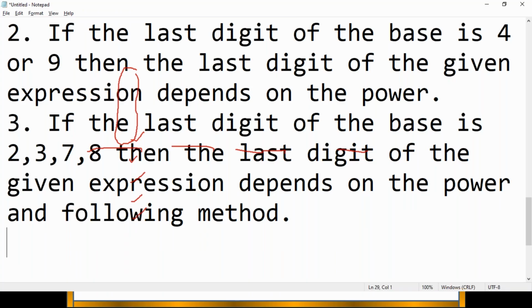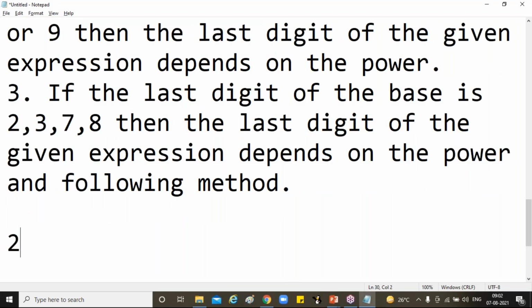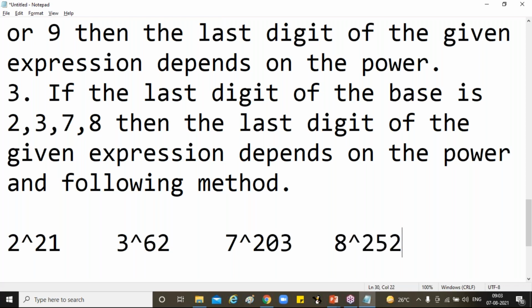So for example, please understand, there is a problem with the implementation also. Everyone, please concentrate. 2 power 21 is given, 3 power 62 given, 7 power 203 given. The logic for 2, 3, 7, 8 is the same. 8 power 252 is given. The power can be anything. Don't think, why are you taking 252. No problem.